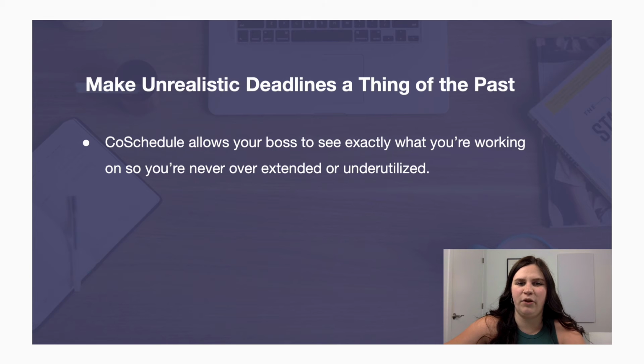Sometimes your manager will give you unrealistic deadlines, which means they don't know a lot of what you have on your plate. What CoSchedule does is increases that transparency and visibility for your manager into your daily task workload. So when your boss knows exactly what you're working on, you're never overextended or underutilized. This means that you're less likely to get something dropped on your plate and feel like you're way too overwhelmed with tasks.